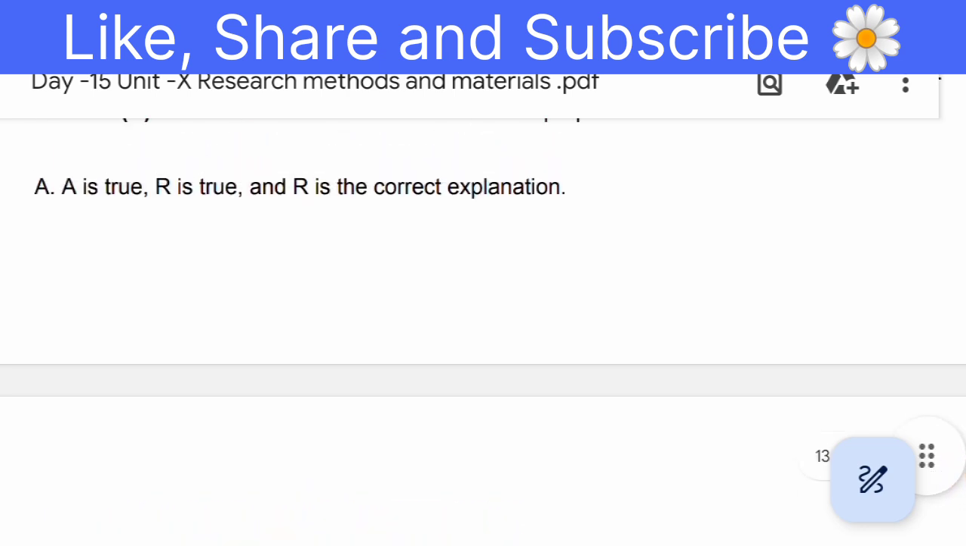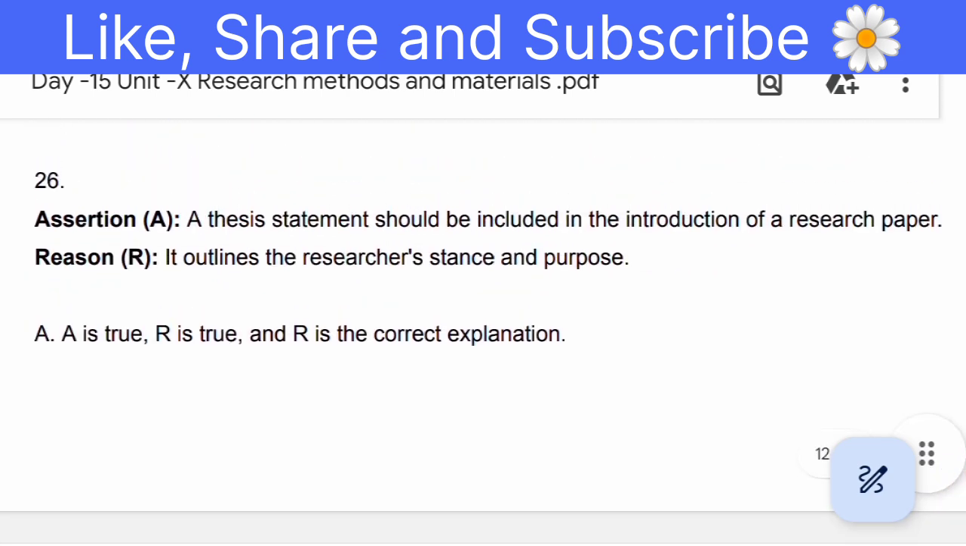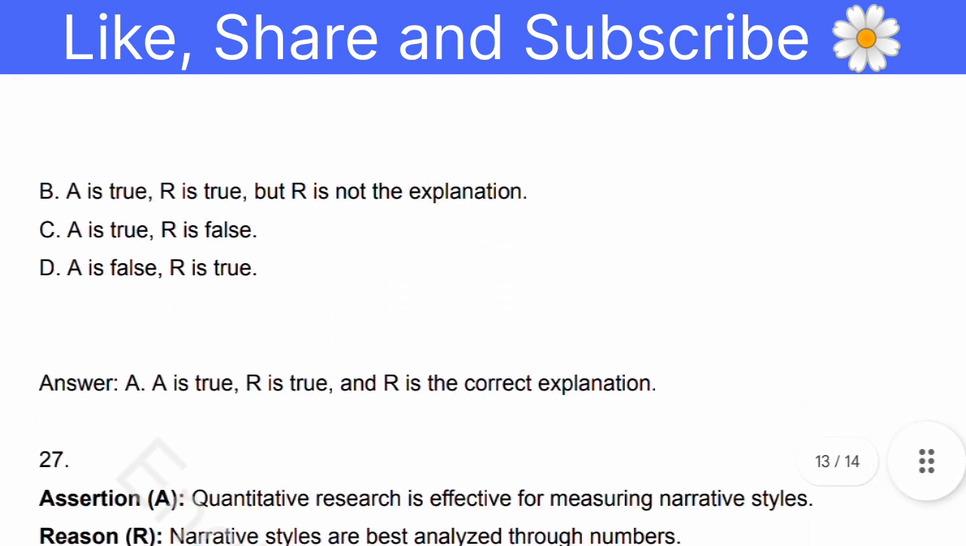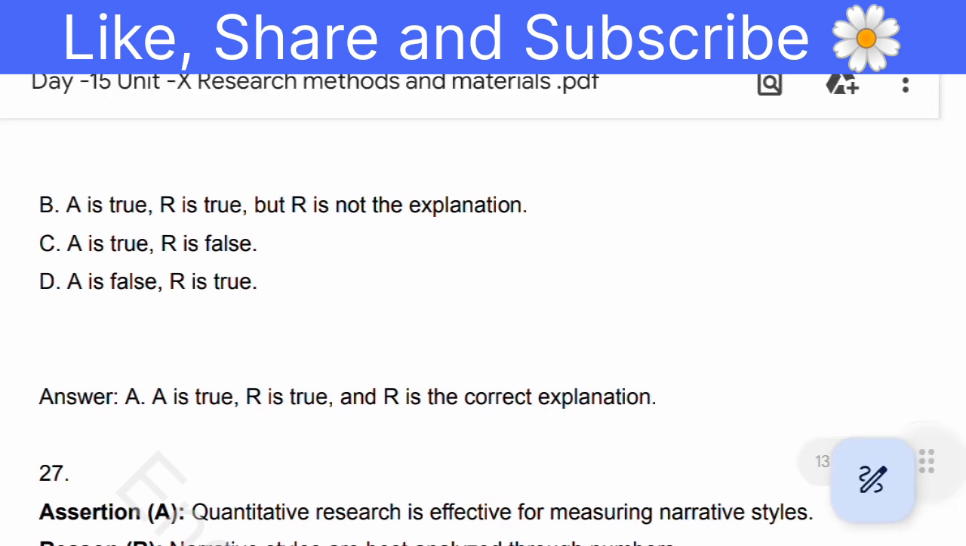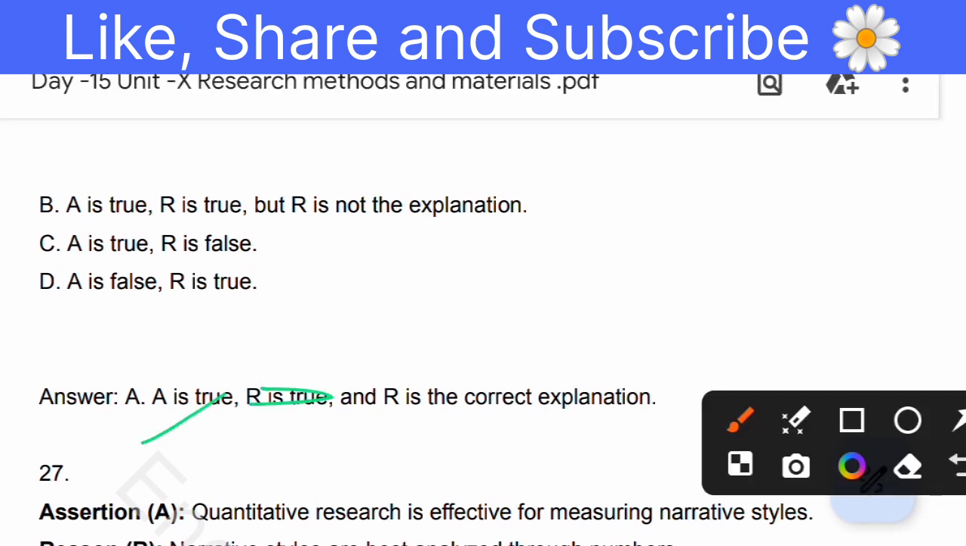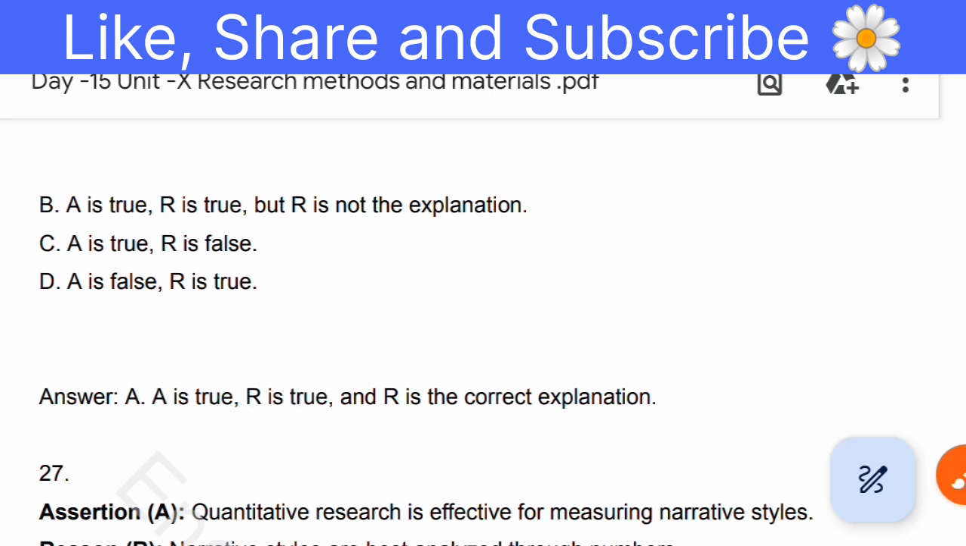See the question and read again. Assertion and Reason. A thesis statement should be included in the introduction of a research paper, while the reason is that it outlines the researcher's stance and purpose. The correct answer of this question is going to be option A, that is, A is true and R is the correct explanation of A. Next question.